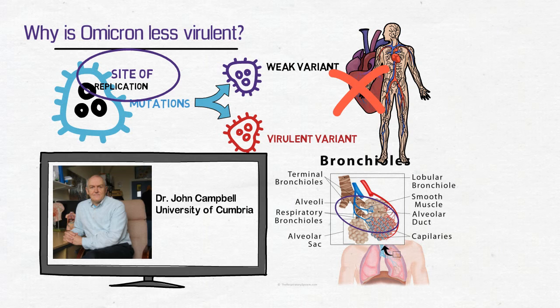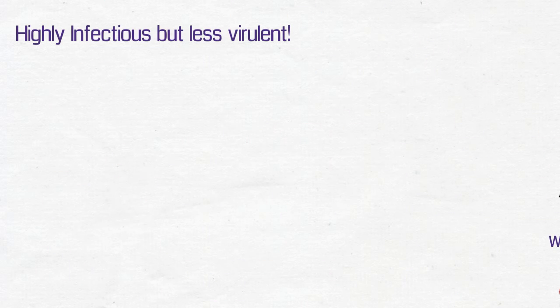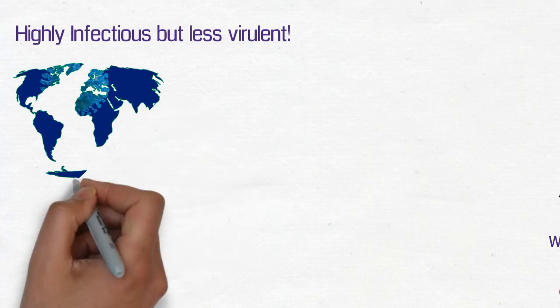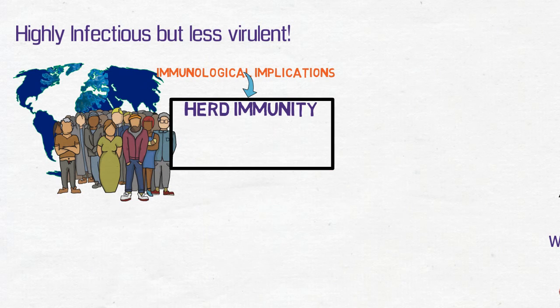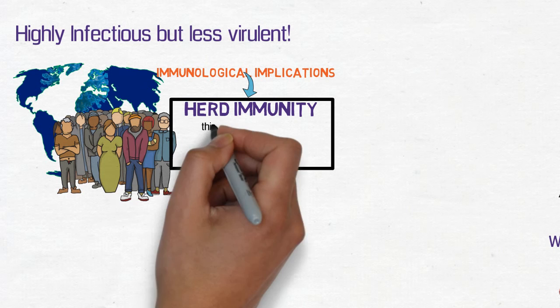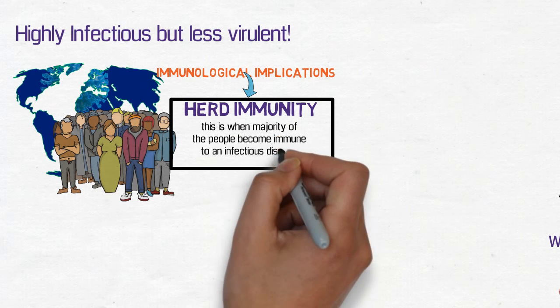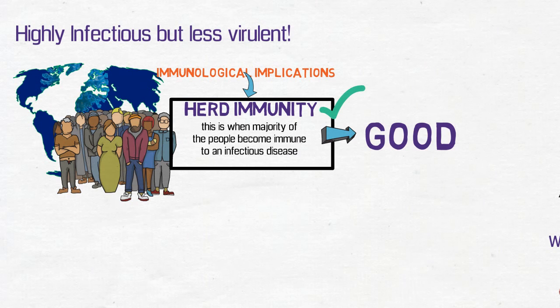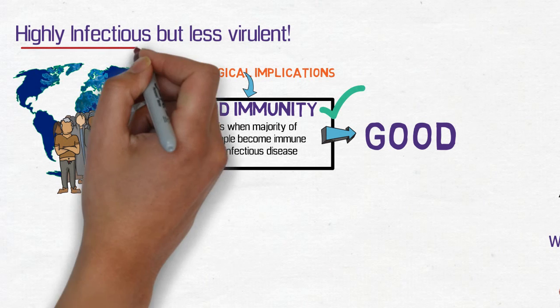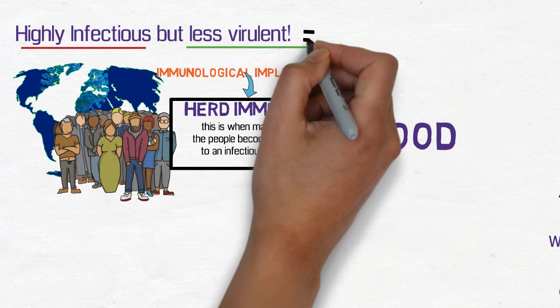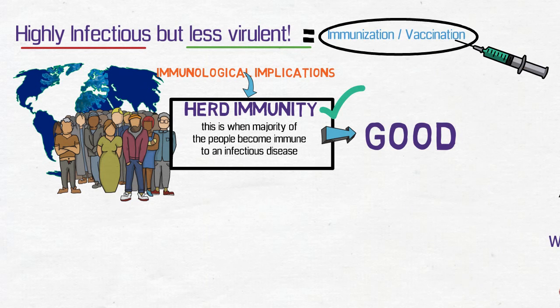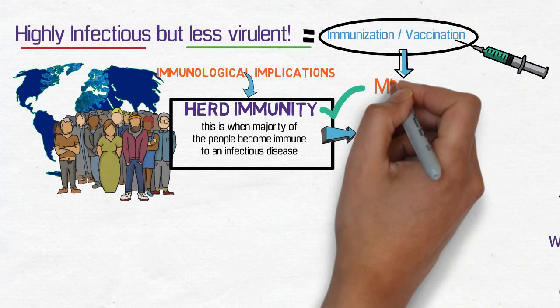What does it mean then if Omicron is highly transmissible but less virulent? Well, as many people get infected and recover relatively faster, this may have a positive impact, immunologically speaking, to generate herd immunity. Herd immunity is when the majority of the people become immune to an infectious disease. This is a good thing, especially in countries where vaccination processes have not been very successful. Why? Because a highly infectious variant that does not cause severe illness is exactly what a vaccination program is intended to do. And it seems like Omicron is doing it by itself.